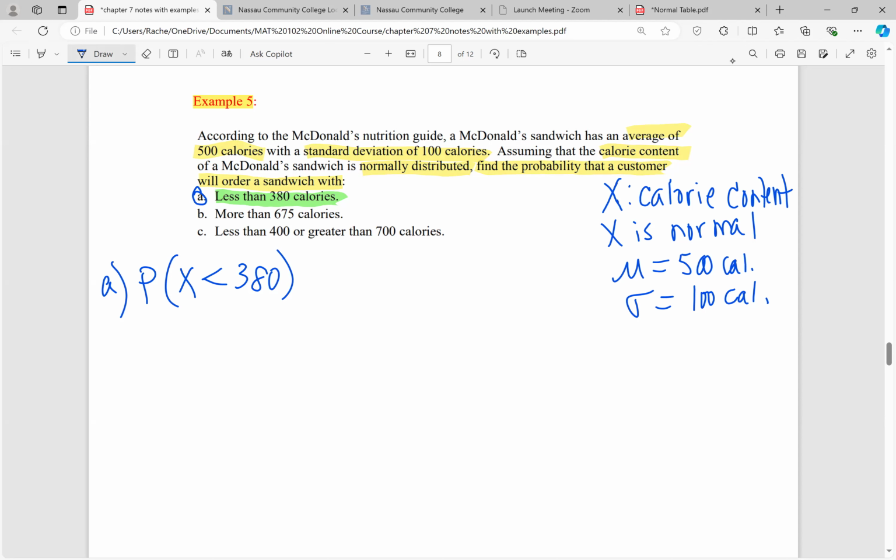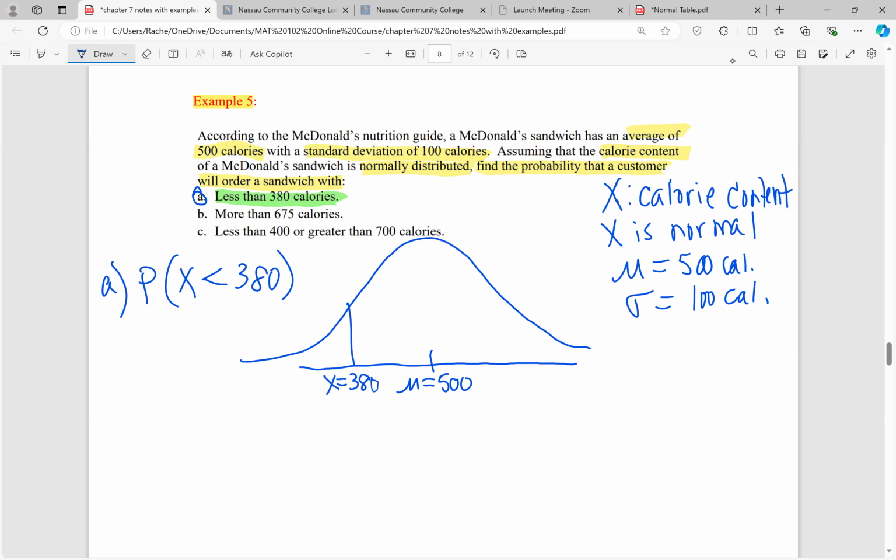So let's draw a picture. Calorie content is normal with a mean of 500. So let's get our shaded area. Where is X less than 380? Well, 380 is to the left of 500. So X equal to 380, we're going to put to the left. And we want to know the probability that X is less than 380. Less than is going to be the area to the left, so I'm going to shade the area to the left of 380.